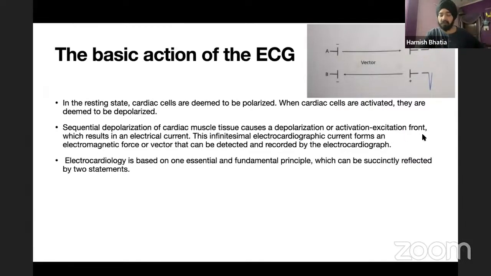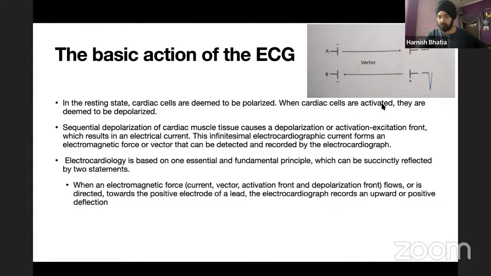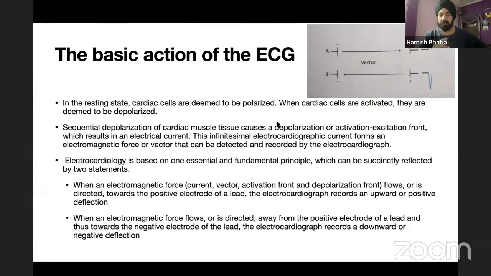Electrocardiography is based on one essential and fundamental principle, which can be succinctly reflected by two statements. So understand, this principle is very important. Whenever an electromagnetic force, a current vector, activation front and depolarization front, flows or is directed towards the positive electrode of a lead, the ECG records an upward or positive deflection. Okay, clear? Now read the second sentence again. Whenever an electromagnetic force flows or is directed away from the positive electrode of a lead and thus towards the negative electrode of the lead, the ECG records a downward or negative deflection.